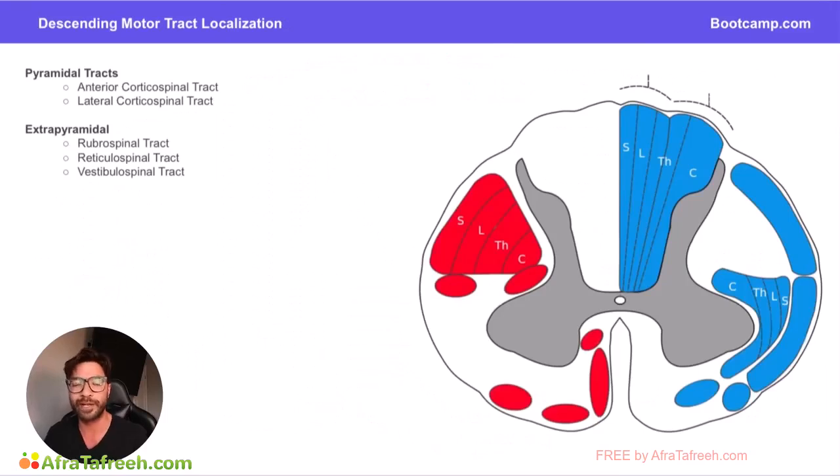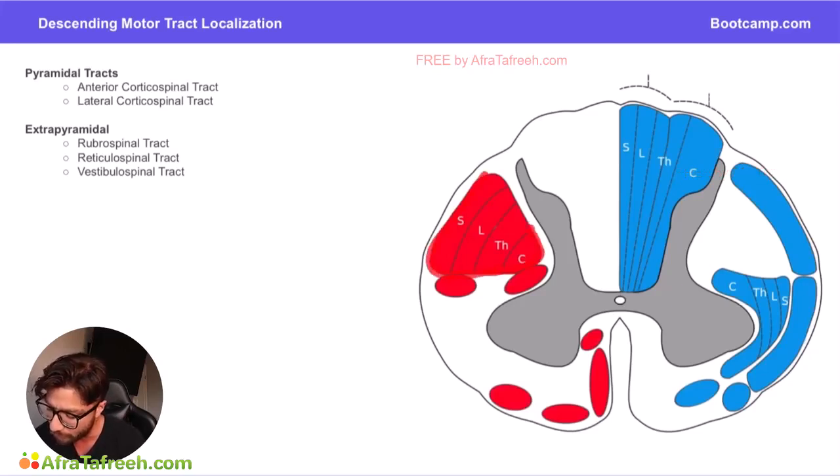So again, reiterating, we have the pyramidal and the extrapyramidal tracts. Now, the pyramidal tracts, those are going to be the anterior corticospinal and the lateral corticospinal. Sometimes we would just refer to these as the corticospinal tract. So our lateral corticospinal is going to be this large triangular shaped structure found right here on the most lateral aspect of the spinal cord, found between the dorsal horn and the ventral horn.